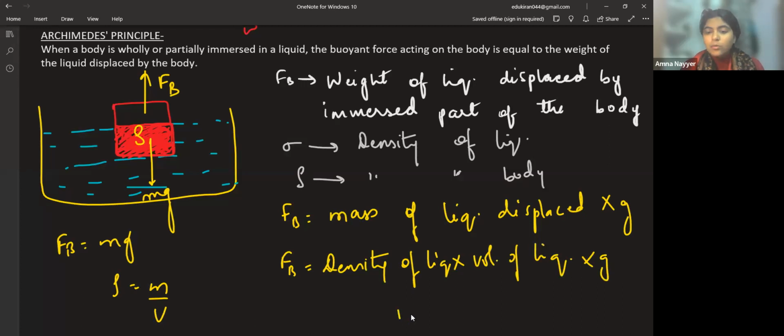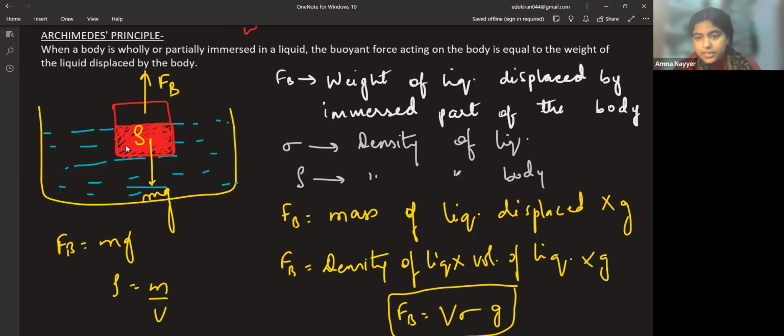So basically, the volume is V, the density of liquid is sigma, and g is acceleration due to gravity. Why are we not taking rho? Because rho is the density of the body. We have to consider the density of the liquid that is being displaced. This is what is meant by Archimedes' principle.